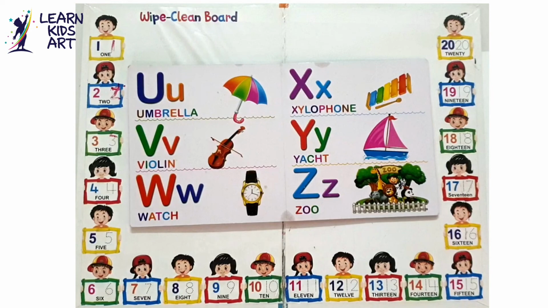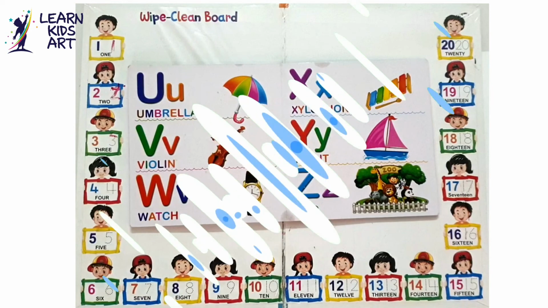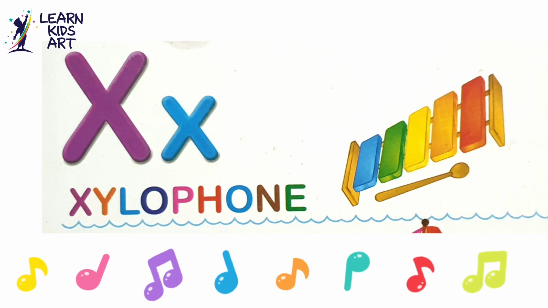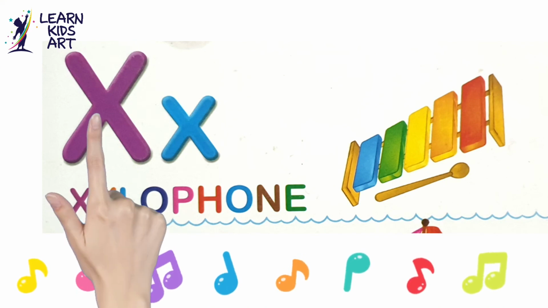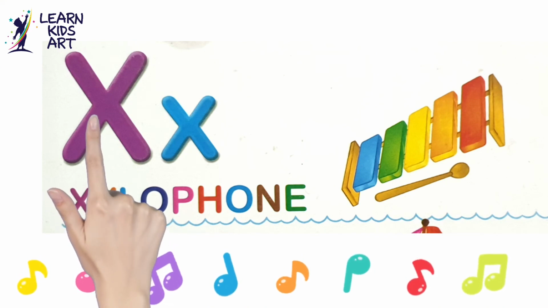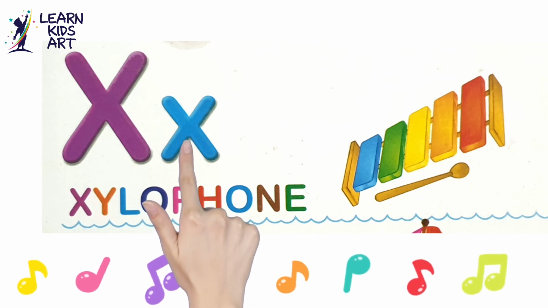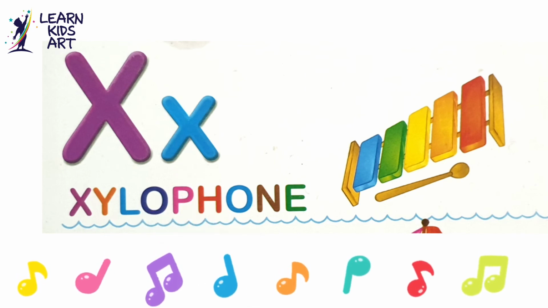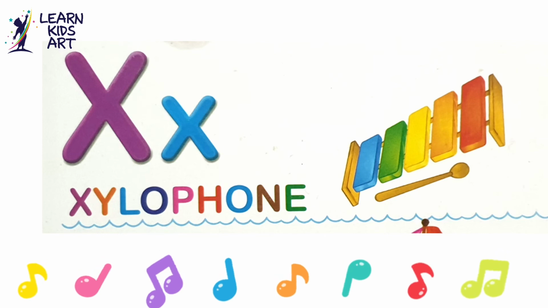Next letter is X. X. This is uppercase X. This is lowercase x. X sounds X. X is for xylophone. X-Y-L-O-P-H-O-N-E, xylophone.